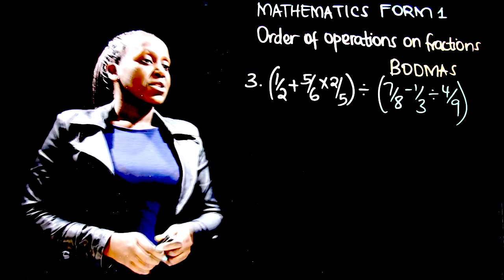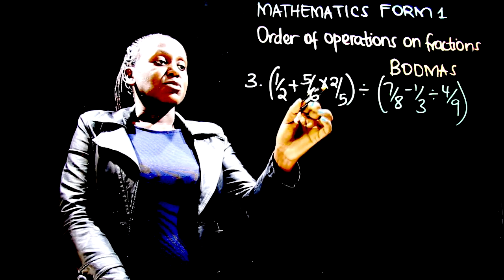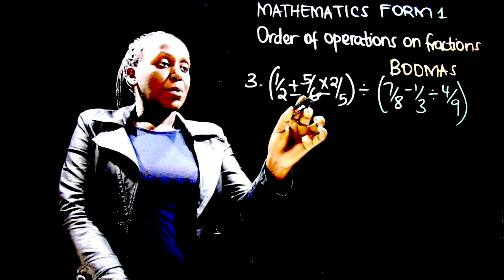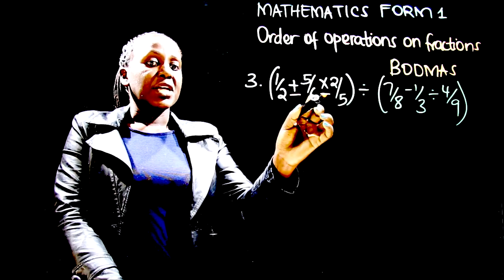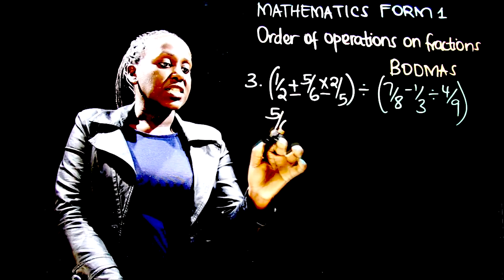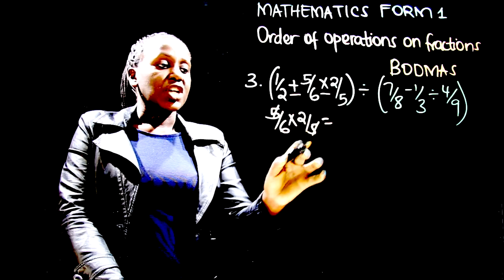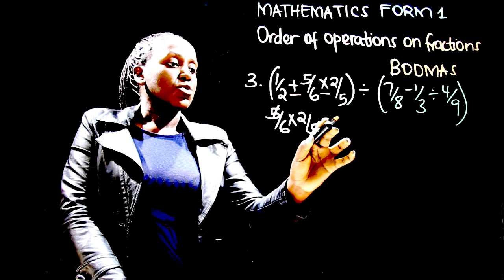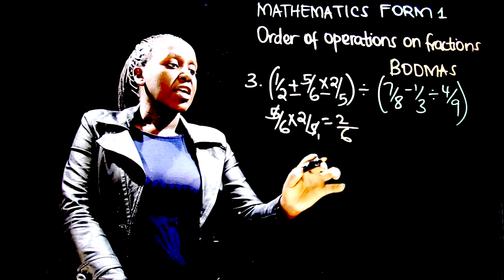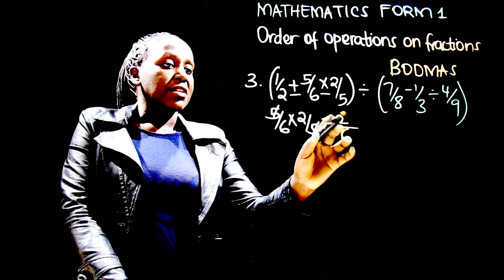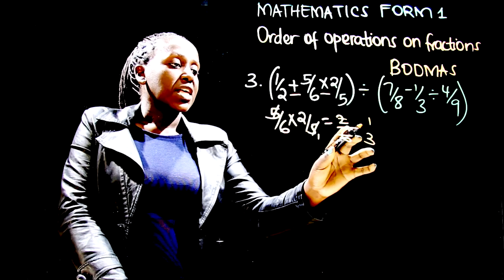Okay? So starting with the first one, we have 1 over 2 plus 5 over 6 times 2 over 5. Now between these two operations, which one should we begin with? We begin with the multiplication. So 5 over 6 times 2 over 5 will be equal to, the 5s cancel out each other, then we have 1 times 2, which is 2, over 6 times 1, which is 6. Okay? You can simplify this by dividing by 2. So 2 by 2 is 1, 6 by 2 is 3.